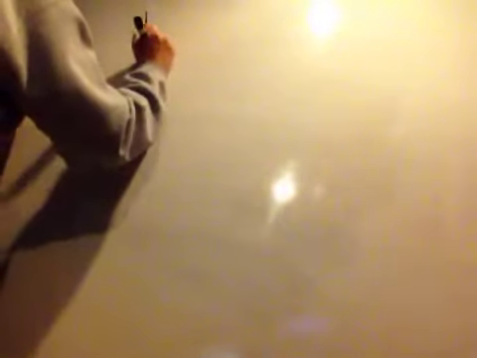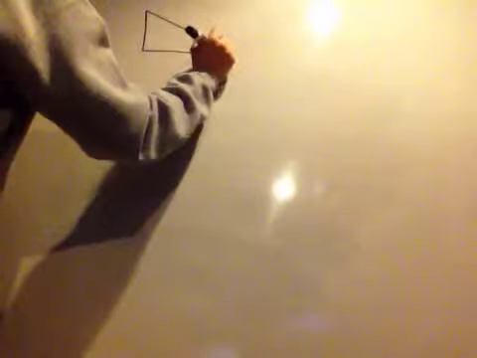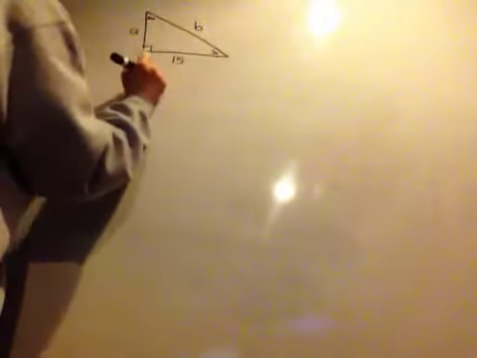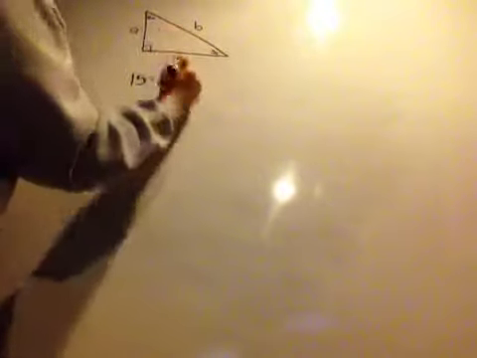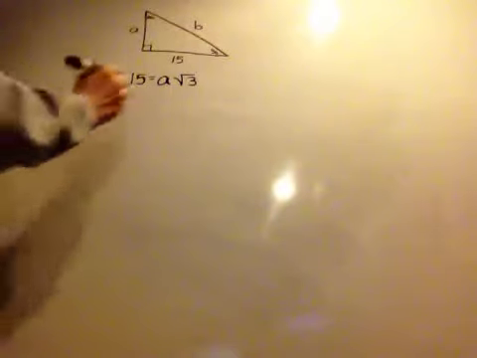Okay, so find lengths in a 30, 60, 90 triangle. So find the values of A and B. Write your answer in simplest radical form. So the side across from 60 is your 15. So 15 is equal to the shorter leg times the square root of 3, because that's how we would find the longer leg.